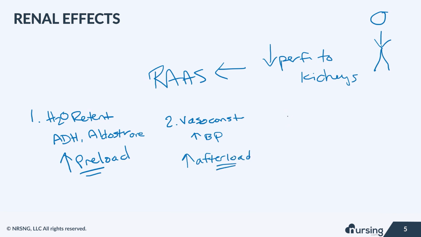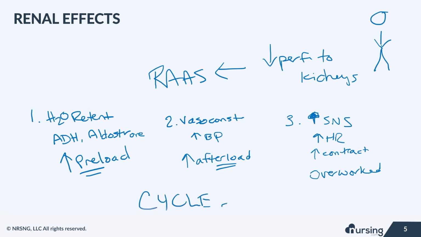And then the third thing that we see is the RAAS stimulates the sympathetic nervous system activity, the goal being to increase heart rate, increase contraction, again, just trying to get more flow to the kidneys. But again, we're putting all this extra workload on a heart that is already overworked. So the end result is more volume overload, more stress on the heart, and a perpetuated cycle that never ends. And that's why I call it the cycle of death. My students all hear me say this. It's the cycle of death.